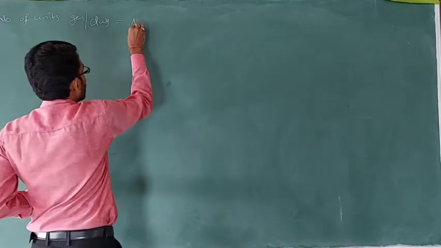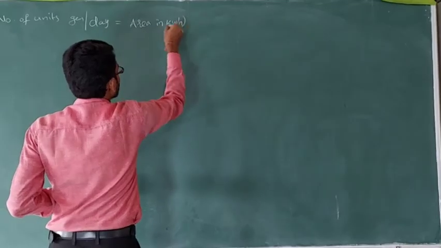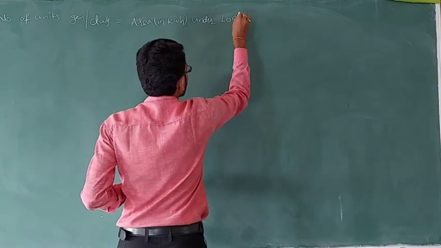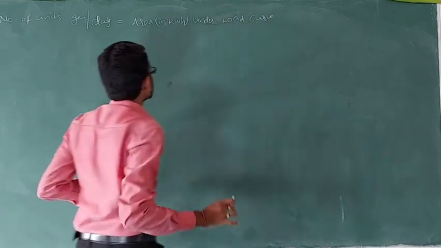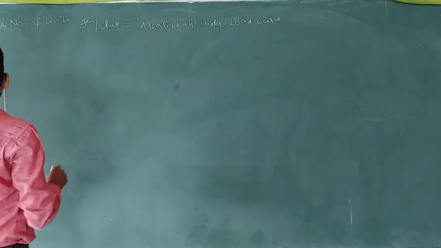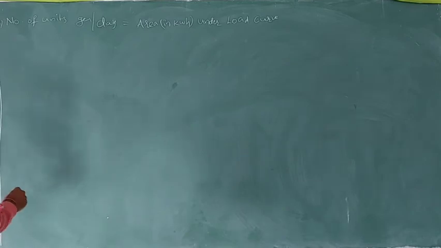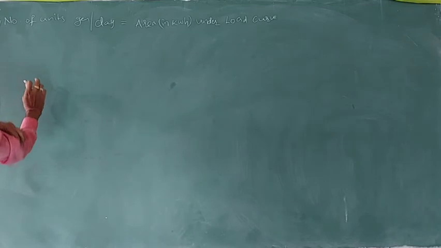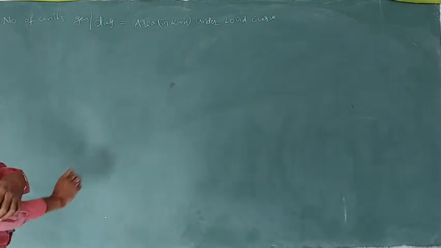That area in kilowatt hours under the load curve. Just now we have drawn the load curve, so we are going to calculate the area under that load curve. In the given data, between 0 to 6 it is 40 megawatts, between 6 to 10 it is 50 megawatts, and between 10 to 12 it is 60 megawatts, like that he has given.